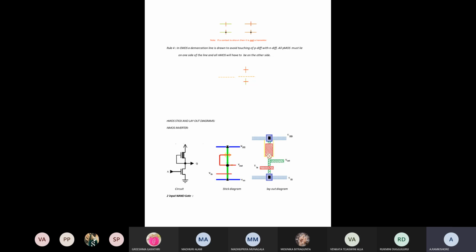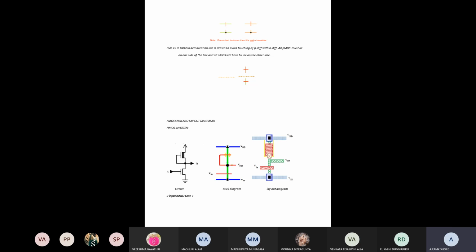In the last class, we saw what the different colors represent for different layers. In today's class, by using those colors, we will design a proper stick diagram and layout diagram, using the color representations we learned in yesterday's class.